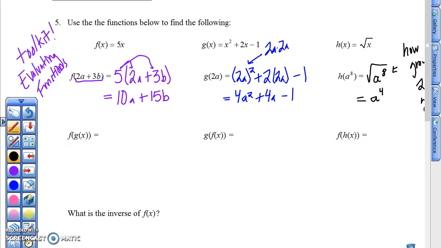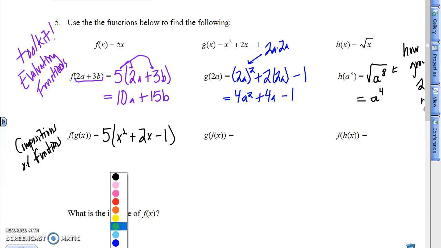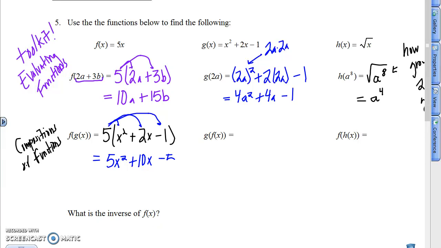These next 3 are compositions of functions. So this one is g of x is my input into my f of x function. So I'm going to do 5 with an input of x squared plus 2x minus 1, and then again I just distribute my 5 in this case. So 5 times x squared is 5x squared, 5 times 2x would be 10x, and 5 times negative 1 is a minus 5.